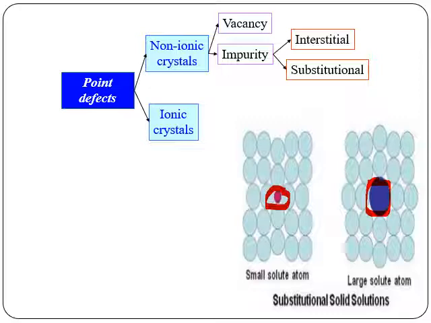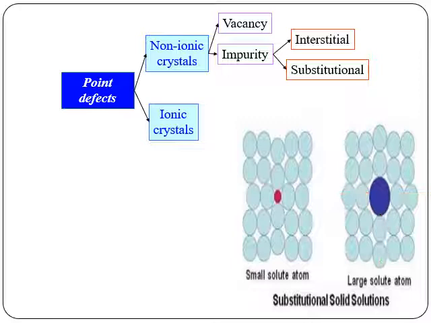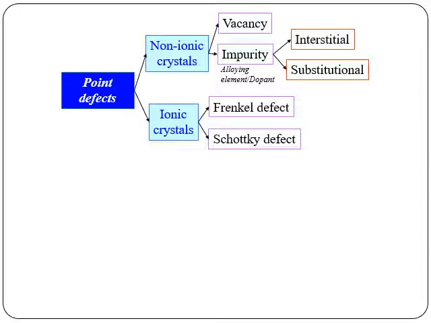You can see the changes here. Here it is going to push these atoms away, like this, like this, while here it is going to pull the atoms. So here we have compressive strain, and here we have tensile strain. This is what we term substitutional impurities. When it comes to the non-ionic crystal, we also have defects called Frenkel and Schottky.